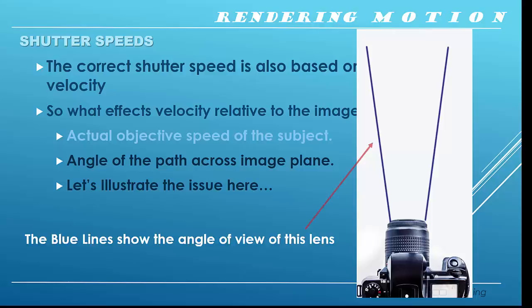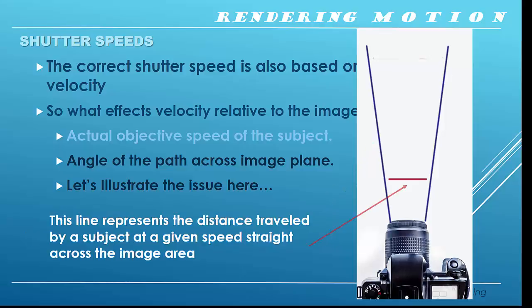Here we have an illustration where these two blue lines coming out from the lens indicate the field of view of that particular lens, looking out into space. This little red line represents the distance traveled by a subject at a given speed, moving straight across the image area, perfectly parallel to the image plane. And for all of the illustrations we're about to do, we're talking about an object moving at the same actual speed, no matter what the direction or angle they're moving at. So here, something at this distance is going to take a certain period of time to cross the image area.